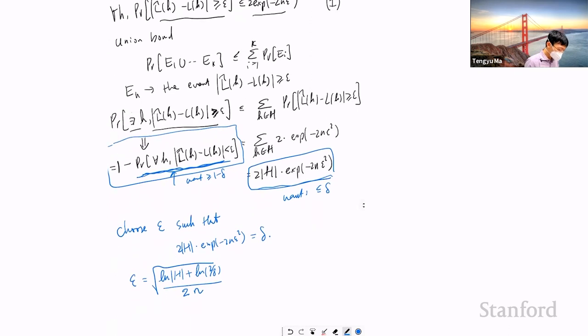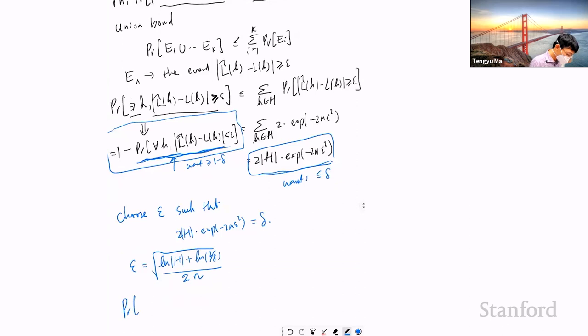If you take epsilon to be this, then you know that the probability that there exists an h with L hat h minus L h bigger than epsilon is less than delta. Then if you flip the event, you get the desired theorem. Any questions so far?